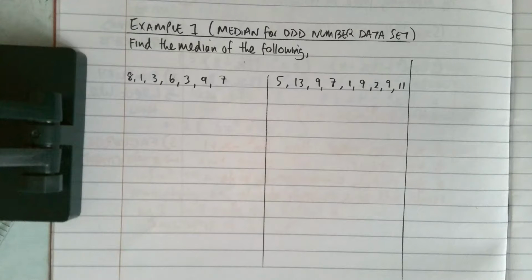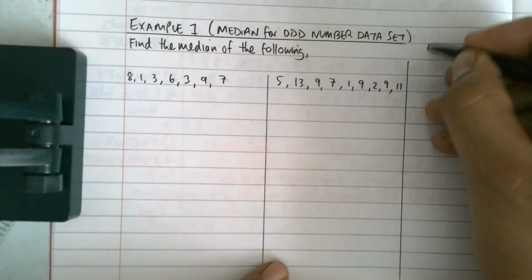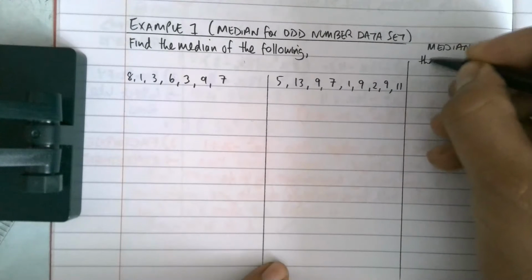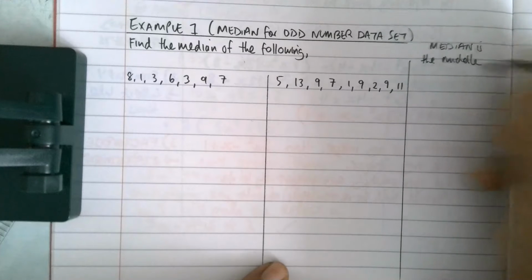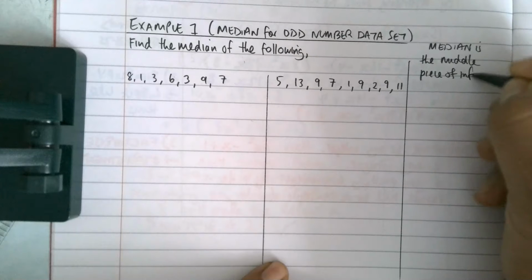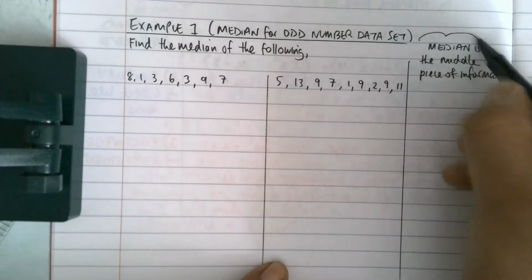So we're looking at finding the median of the following data sets, the odd numbers of data in the data sets. Okay, remember the median is the middle piece of information. It's part of the averages and range topic. I'm going quite so fast, it looks like the screen's blurry.